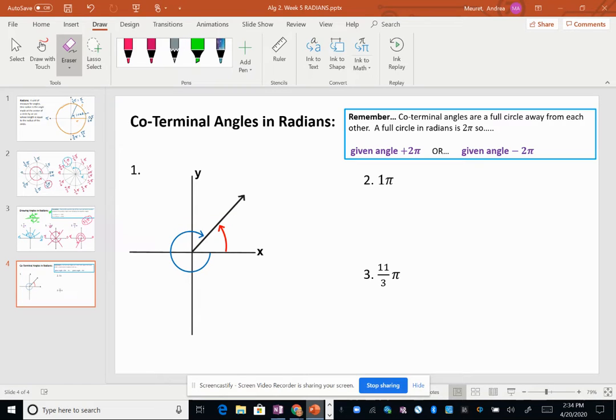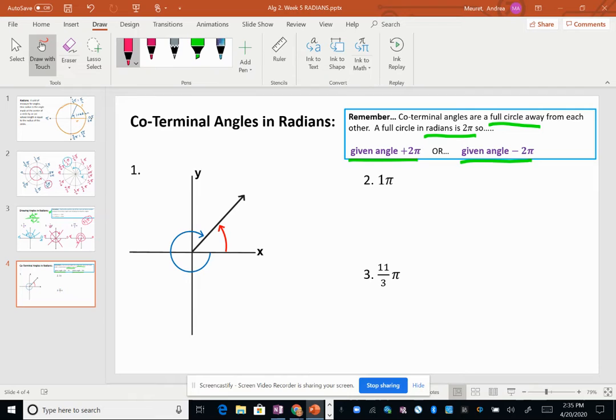This is Mrs. Moret with our final video for the week about radians, and so we're going to be finding coterminal angles in radians. So you learned about coterminal angles last week, only they were in degrees. Something to remember is that coterminal angles are a full circle away from each other, but in radians, a full circle is a measurement of 2 pi. So what that means is we're going to be basically adding 2 pi or subtracting 2 pi to be able to find a coterminal angle.